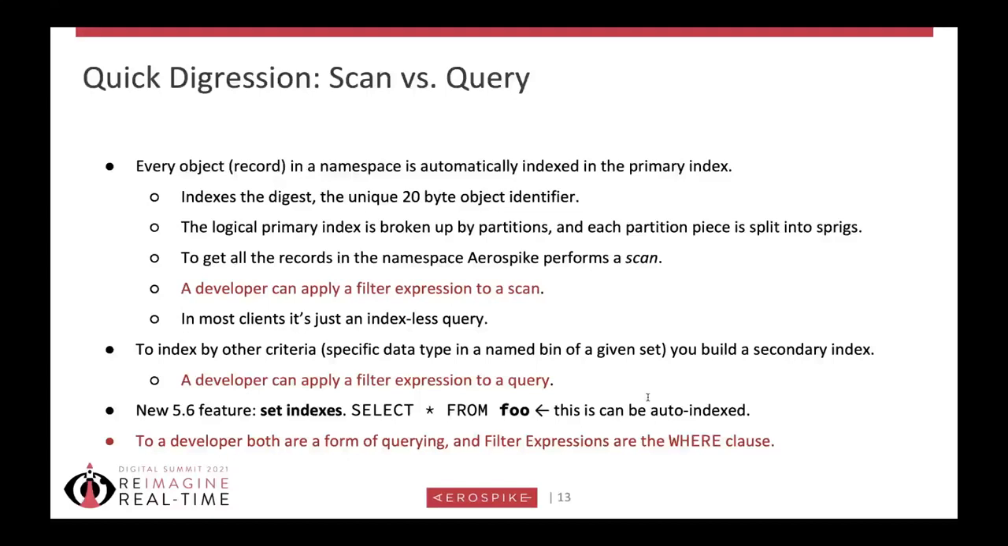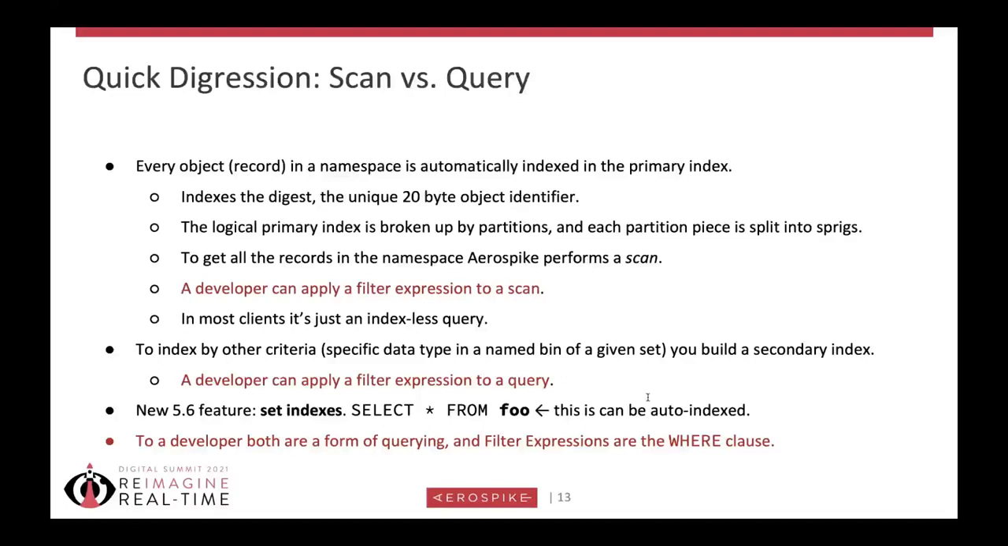5.6 is coming out with a new feature called set indexes. What that means is that all the records are going to have a set value. Well, they already have a set value, and now it's going to be automatically indexed, if you choose to use this feature, similar to how we automatically index the digest in the primary index.